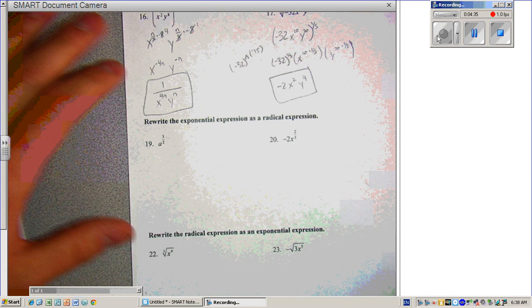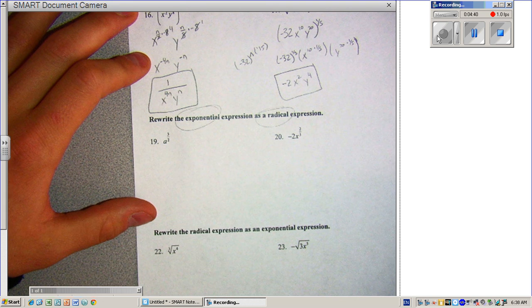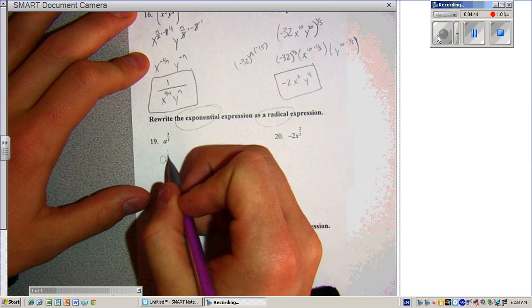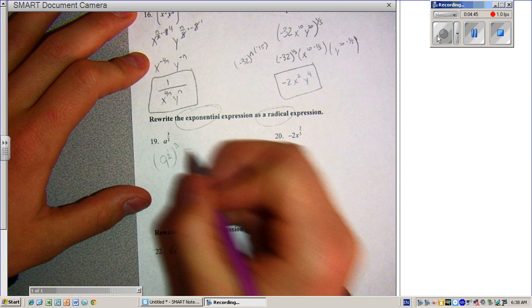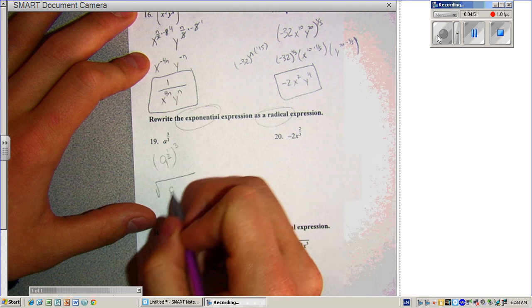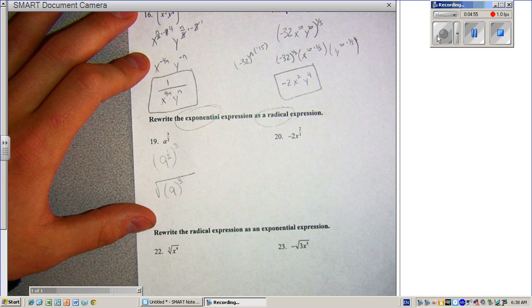Number 19, it says rewrite the exponential expression into a radical expression. So we're given an exponential. Now what I'm going to do is break it off into the 2 parts, a to the 1/2 times 3. So I know I'm looking at a square root. So I'm going to have a square root of a, and then under that square root, I'm going to cube that a.